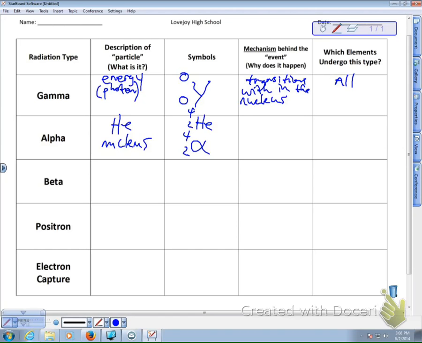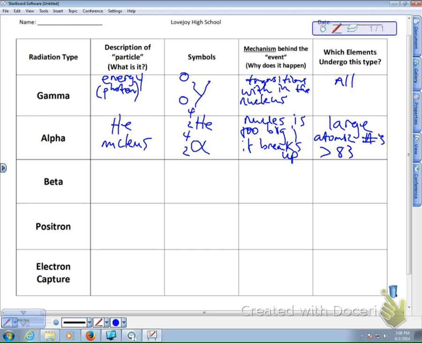And then the mechanism for this, why does it happen? It happens when a nucleus is too big, it breaks up. Which elements undergo this type? Large atomic numbers. And I'm going to put on here greater than 83 for sure. That doesn't exclude anything, just in general greater than 83.